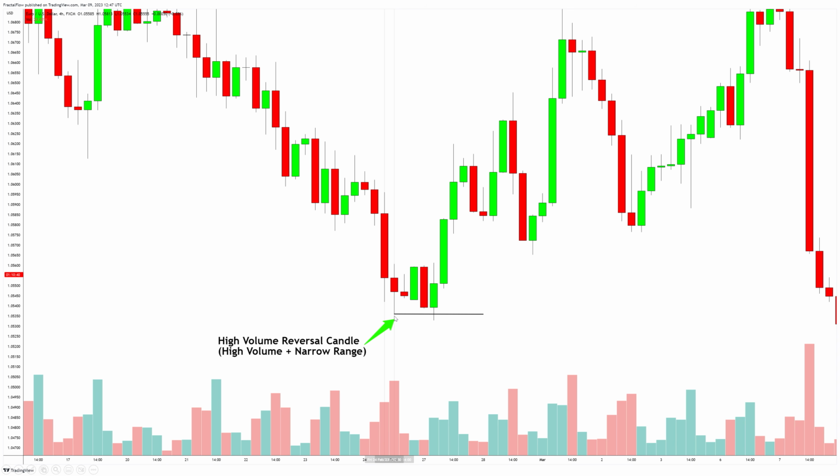Observe also how this creates a natural support level at the low of the candle in question. Once price returns to it a few candles later, we see those powerful buyers begin a new upward price movement.